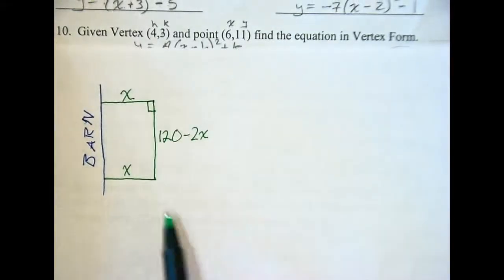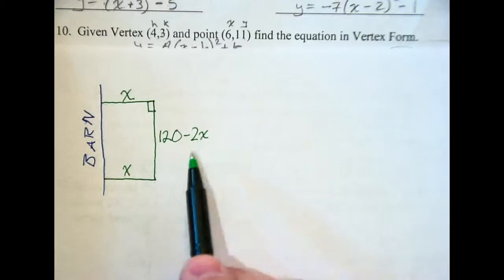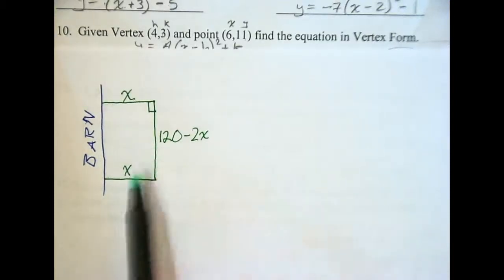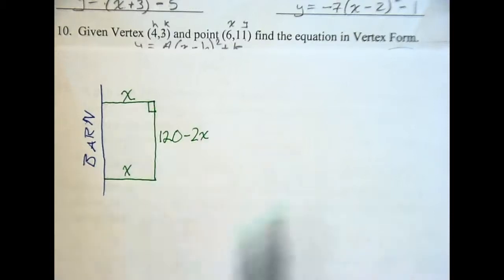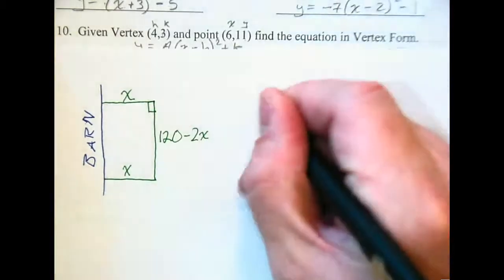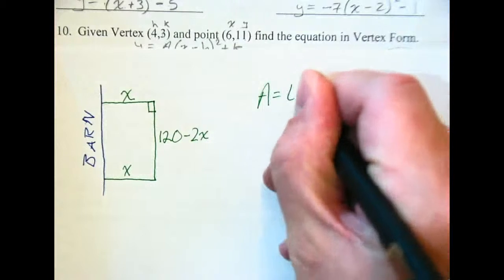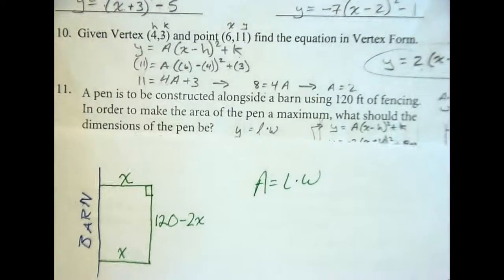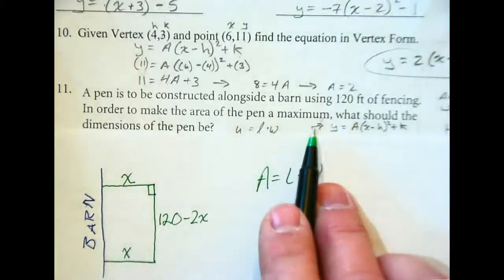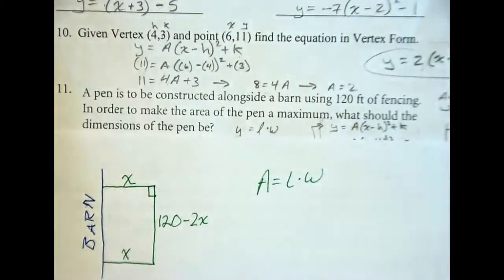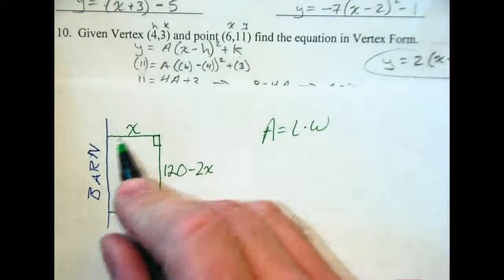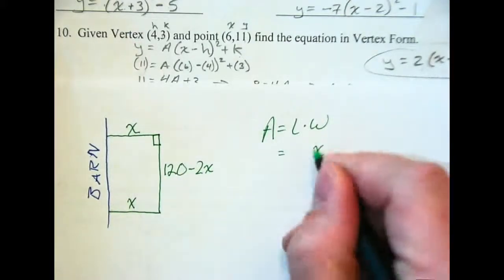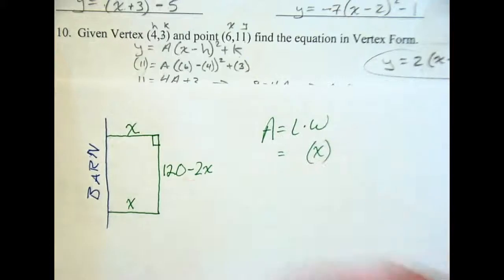So we have this dimension, and the reason we didn't use Y right here is because then it's not in terms of X. So to find area, area is equal to length times width. This problem says, in order to maximize the area of the pen, what should your dimensions be? Well, right now I'm dealing with a width of X and a length of 120 minus 2X.